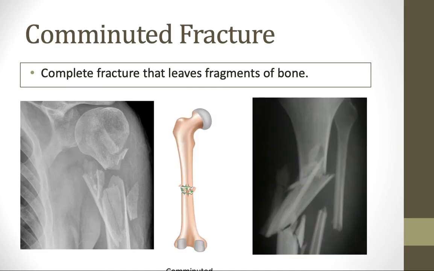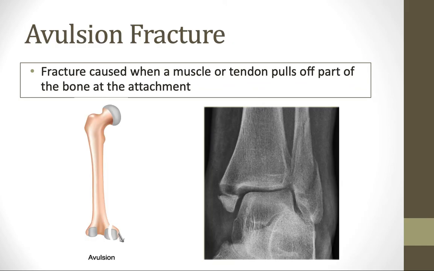Next, we have a comminuted fracture. This is a complete fracture, but it leaves fragments of bone. So it's not a very clean fracture. It's kind of all over the place. You can see when you look at it here, there are lots of pieces all kind of shattered within there. They often need plates and screws.